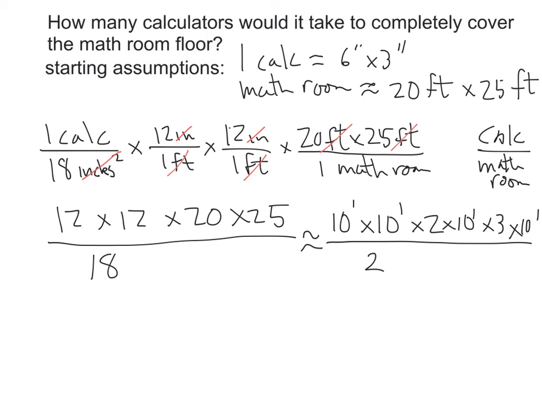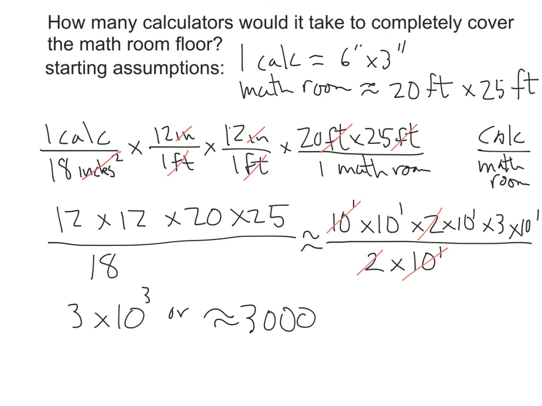18 we're going to approximate as 2 times 10 to the first, and now all we have to do is sort out our numbers. So I'm just going to cancel 10 to the first with another 10 to the first and a 2 with a 2, and we should be able to sort this out pretty easily as 3 times 10 to the third, or approximately 3,000 calculators to cover the math room.